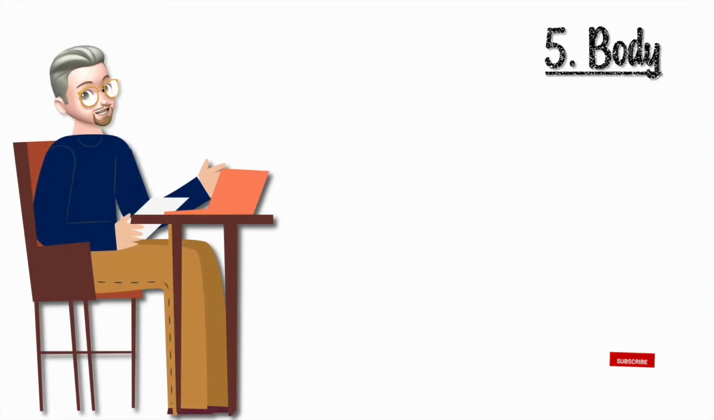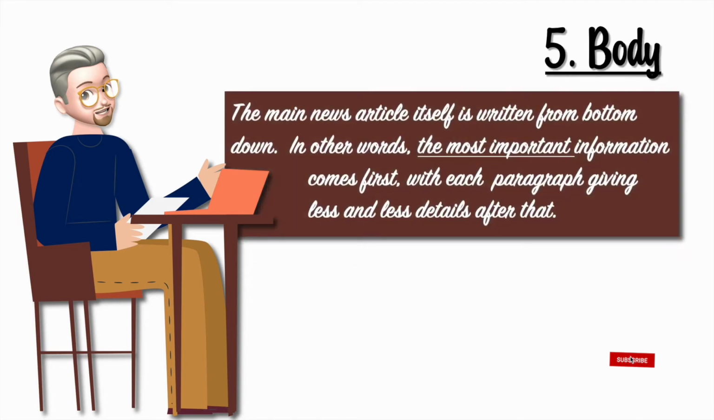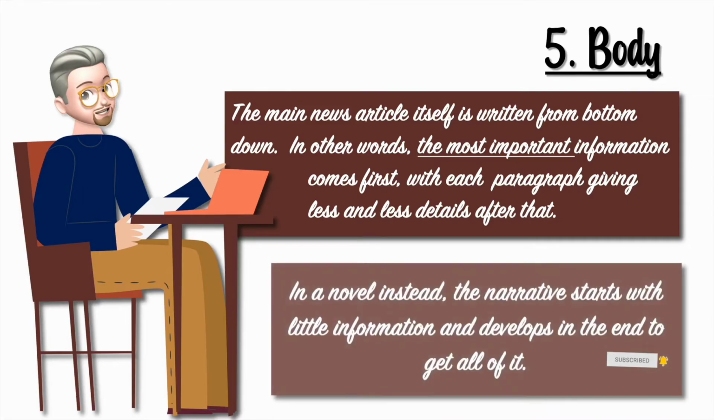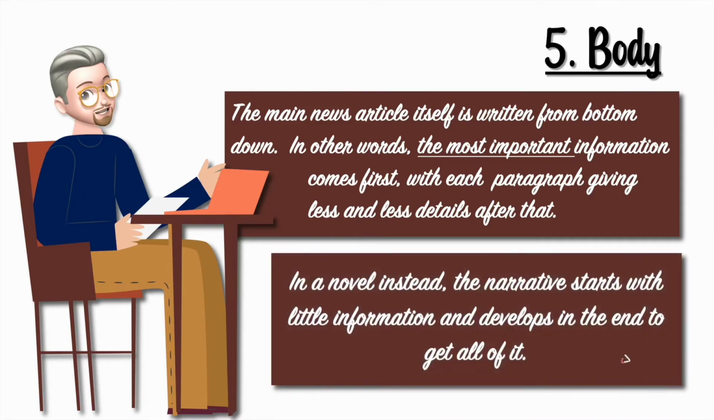Let's talk about the body now. The main news article itself is written from bottom down. In other words, the most important information comes first, with each paragraph giving less and less details after that. In a novel instead, the narrative starts with little information and develops in the end to get all of it.